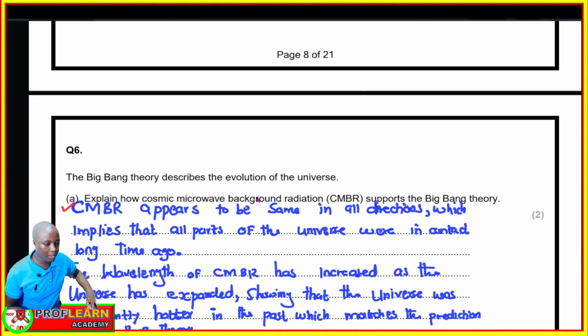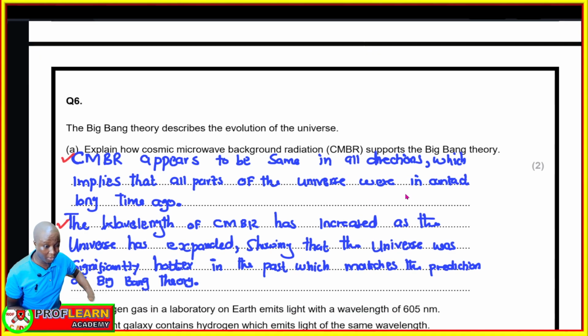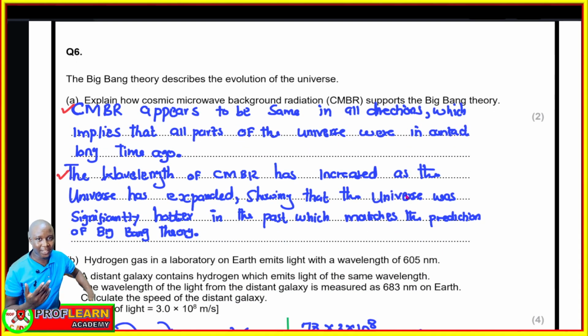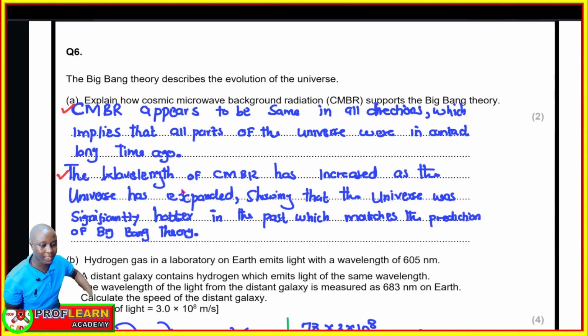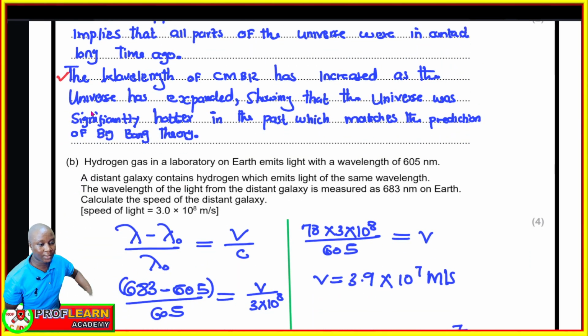Explain how cosmic microwave background radiation supports Big Bang theory. We have said that it was produced during the Big Bang. CMBR appears to be the same in all directions, which implies that all parts of the universe were in contact a long time ago. Also, the wavelength of CMBR has increased as the universe expanded, showing that the universe was significantly hotter a long time ago, and this matches the prediction of Big Bang theory.